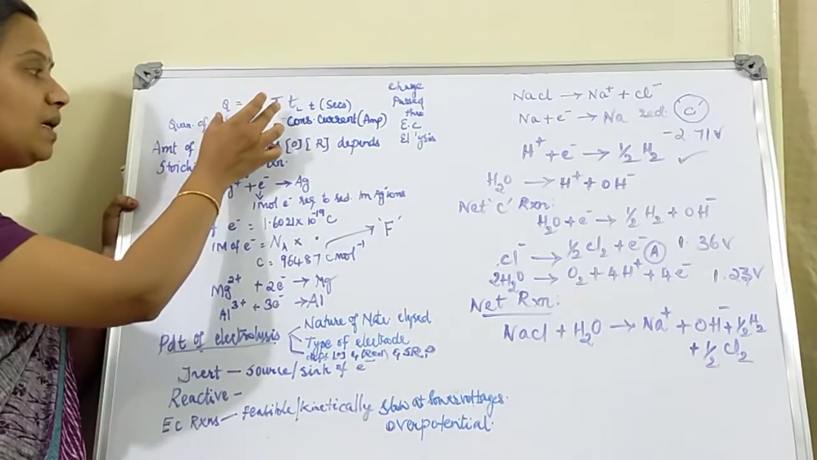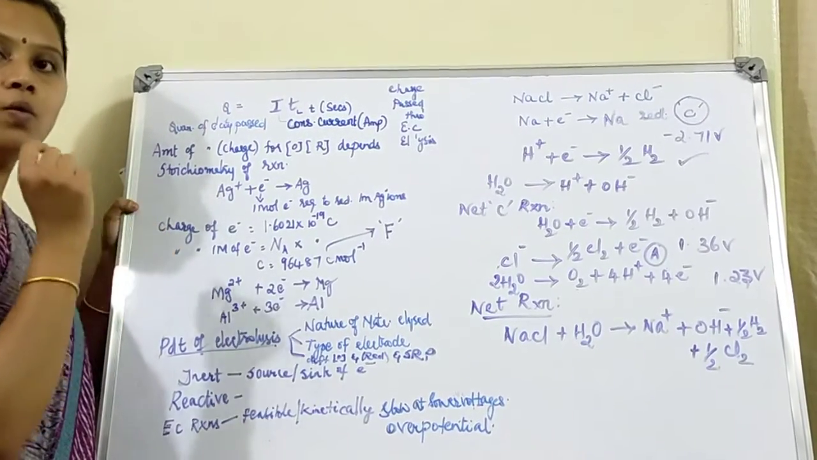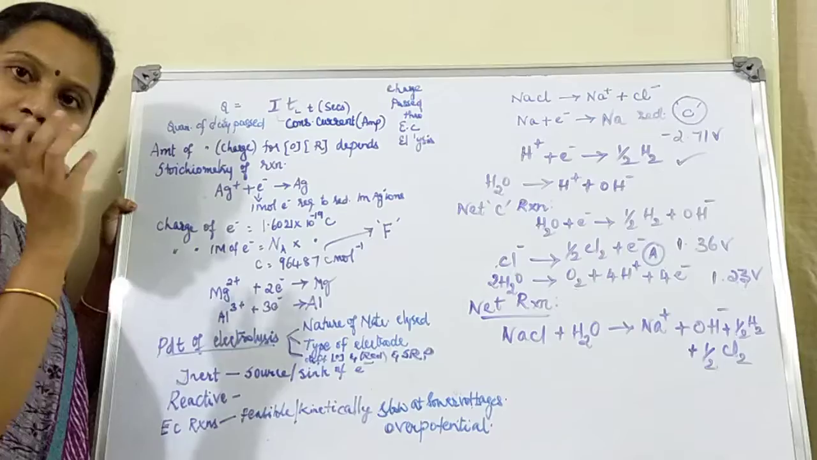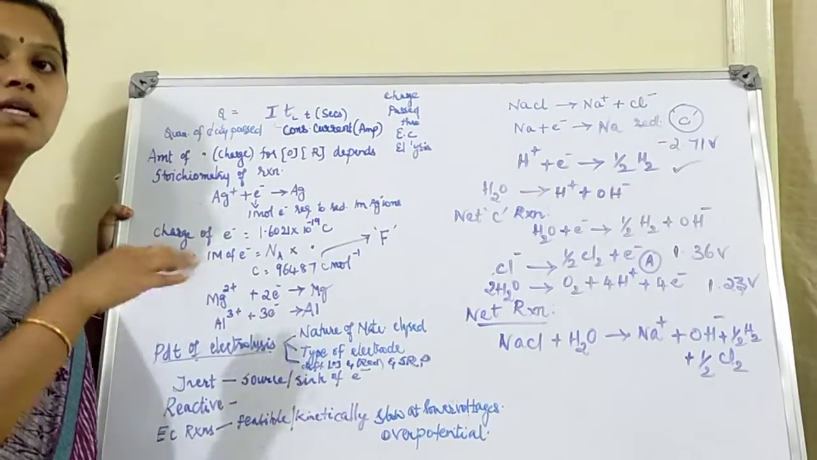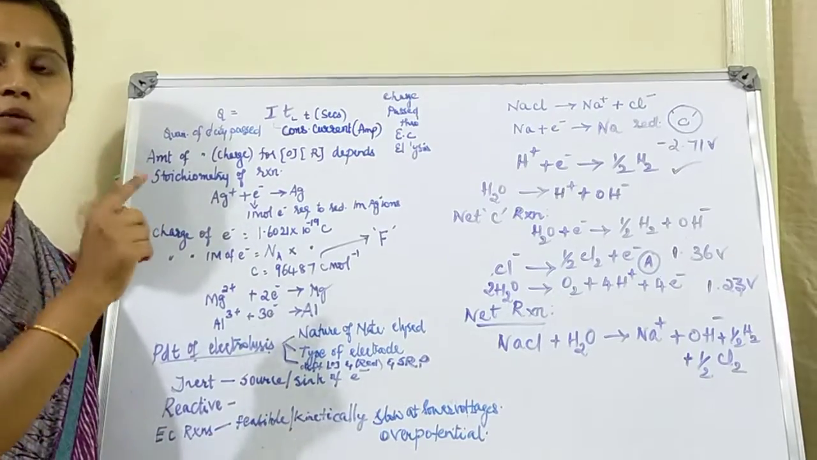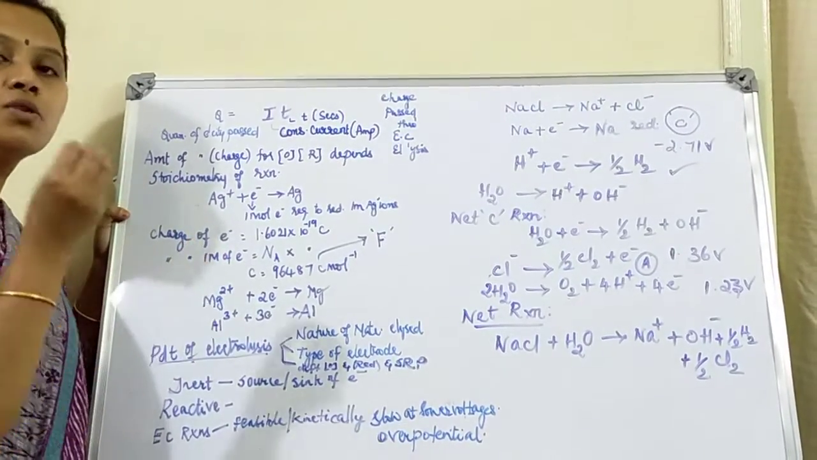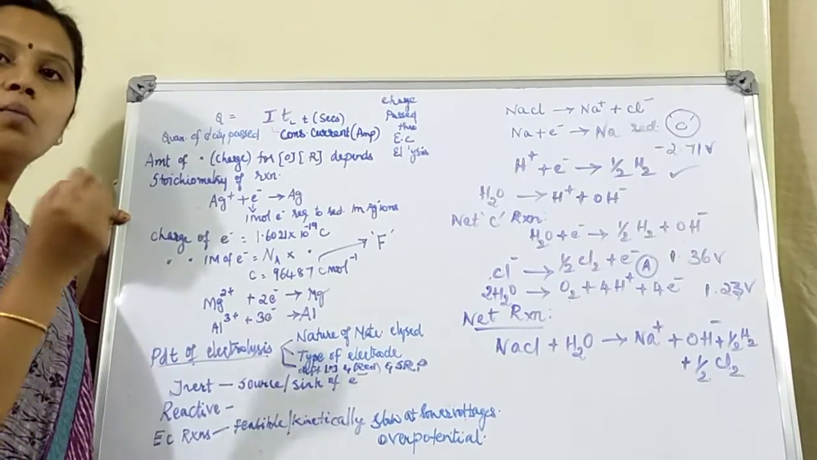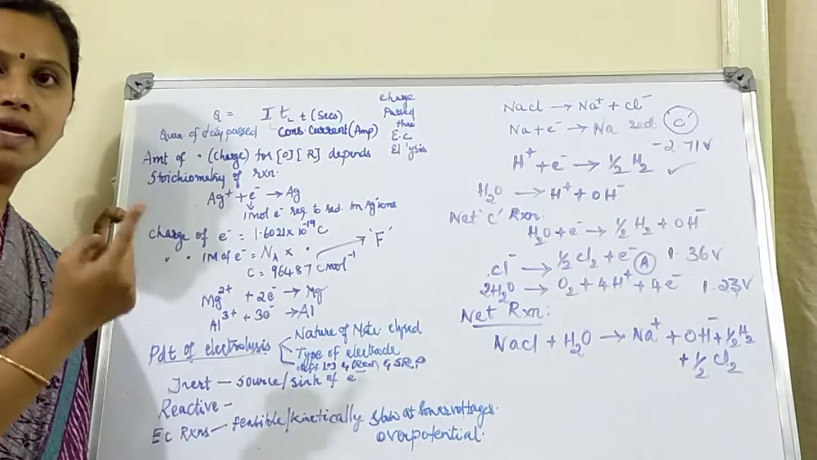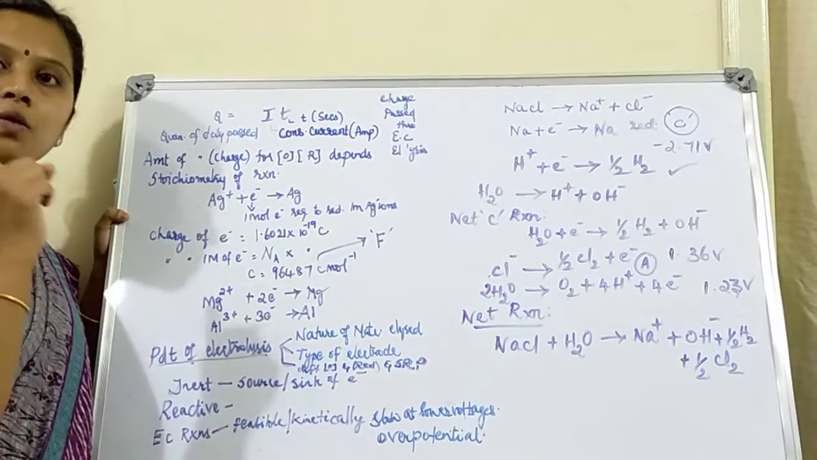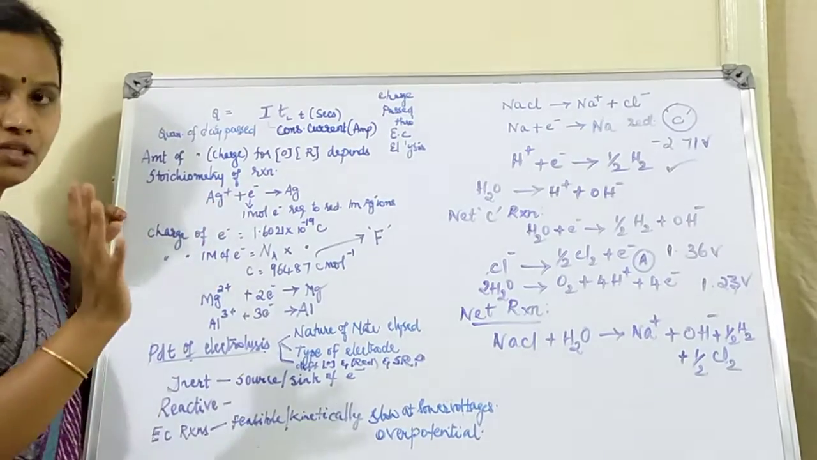Okay, I am repeating. What is Q? Q is quantity of electricity or quantity of charge passed to the electrolytic cell. What is the process involved? Electrolysis. So what is the product? I into T. What is I? Current in amperes. What is T? T in seconds. So the amount of electricity or charge required for oxidation and reduction reactions to occur depends on one parameter. What is that parameter? It depends on the stoichiometry of a reaction.